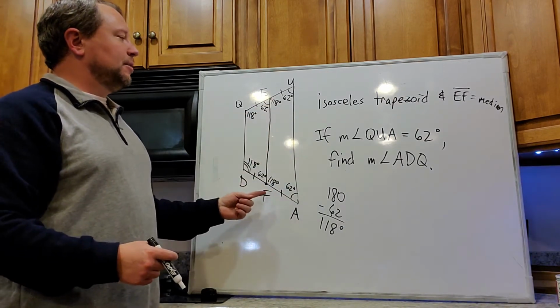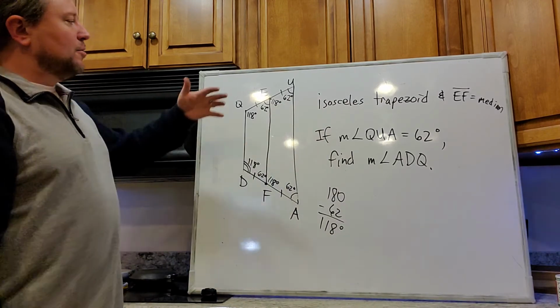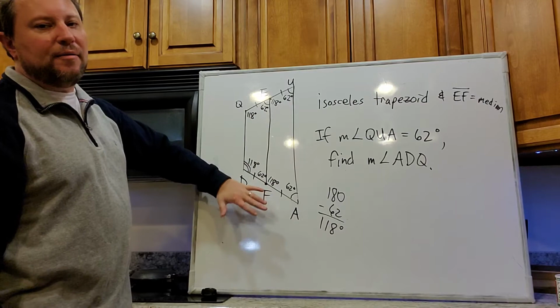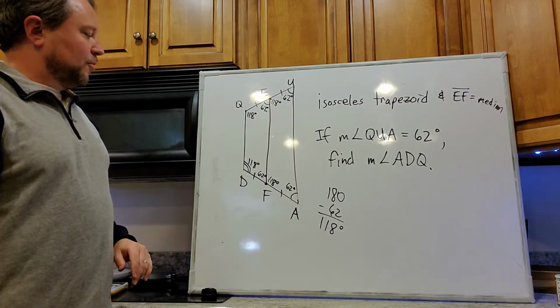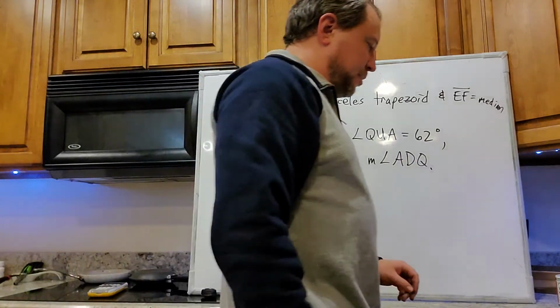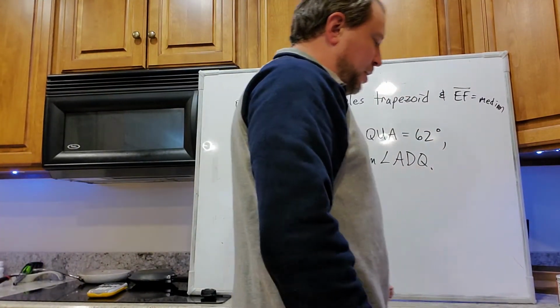or 118. But again, that only works for isosceles trapezoids, where you can take everything from this side and do a mirror image of it down here, from one leg to the other. Okay, so you'll have problems like that I'll have you do.